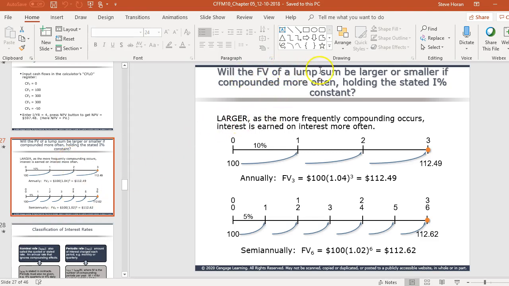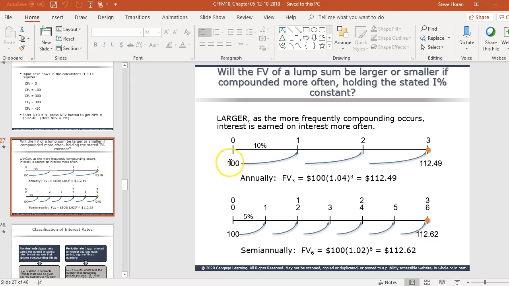It says here, will the future value of a lump sum be larger or smaller if compounded more often, holding the stated interest rate constant? And it will be larger. So if we're going forward, let's imagine it's an investment. And we go to Mr. Banker, and Mr. Banker says, I've got this investment that will compound annually, or I've got this investment that will compound semi-annually or monthly or quarterly or whatever it would be. The more frequently the compounding, the higher the value of the investment.